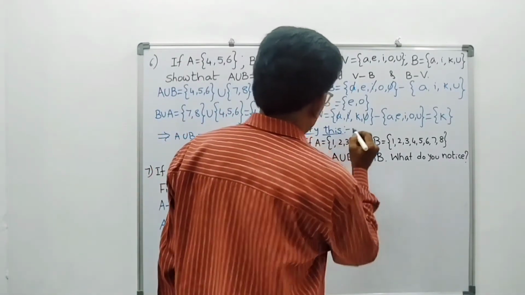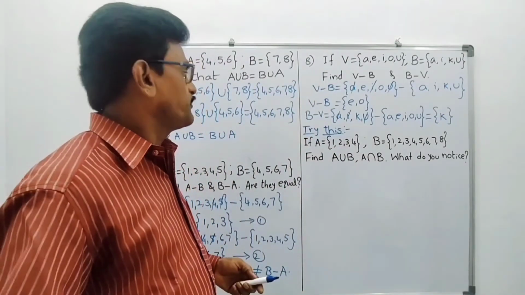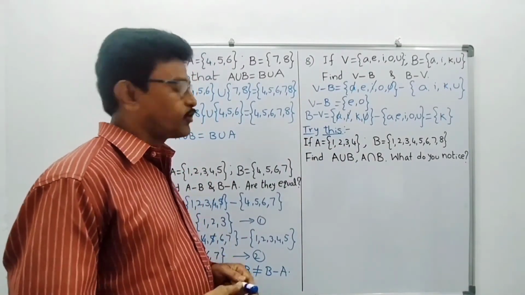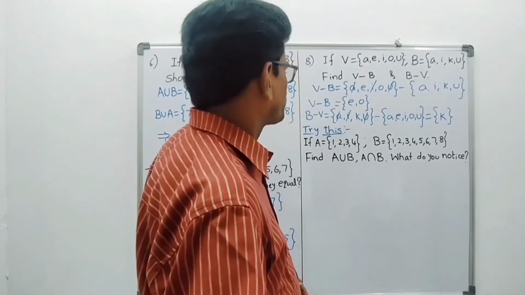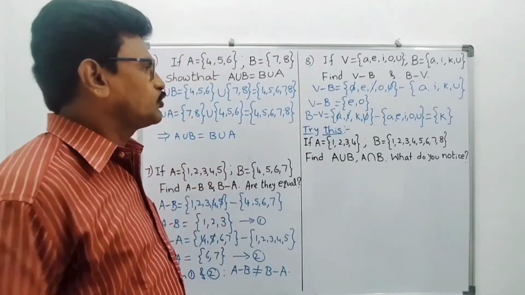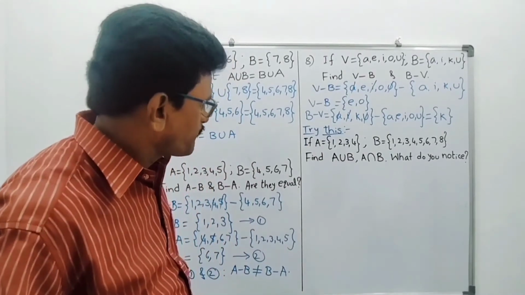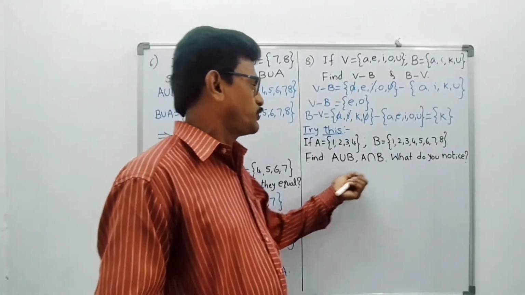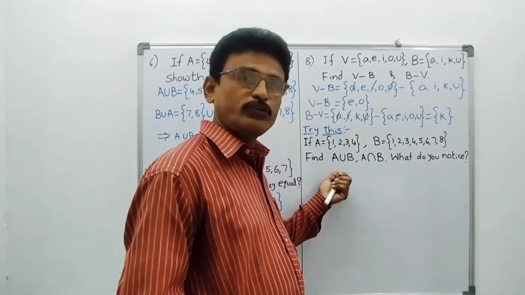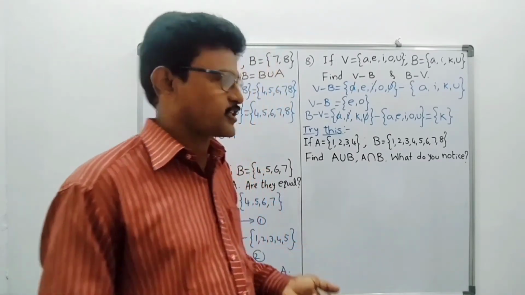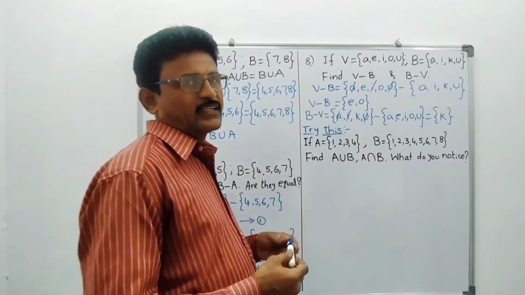Now only one problem I am solving from Try This. Read the problem. If A has elements 1, 2, 3, 4 and B has elements 1, 2, 3, 4, 5, 6, 7, 8. Now what is being asked? Find A intersection B and A union B. Both we have to find. And also, what do you notice from the result?